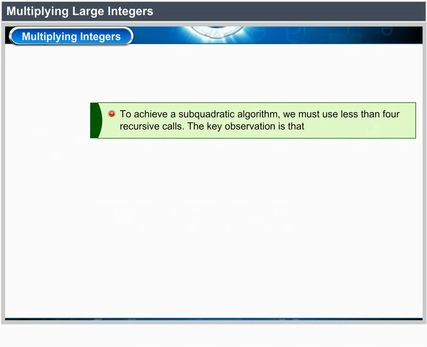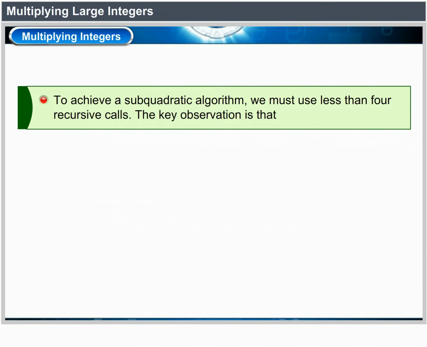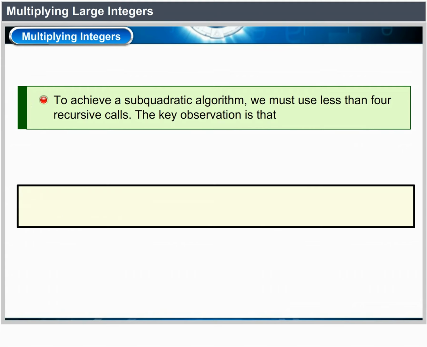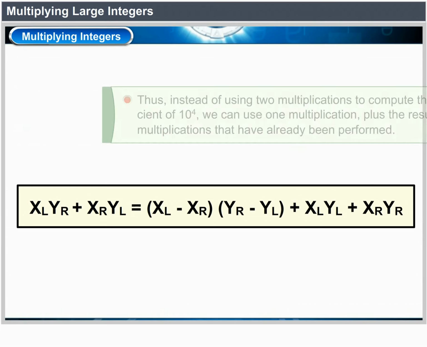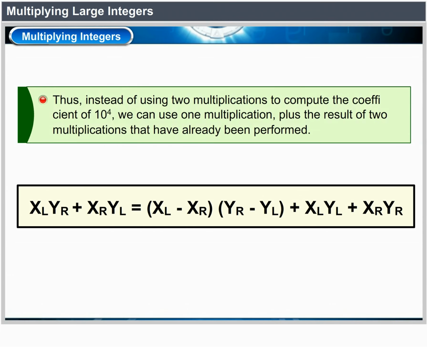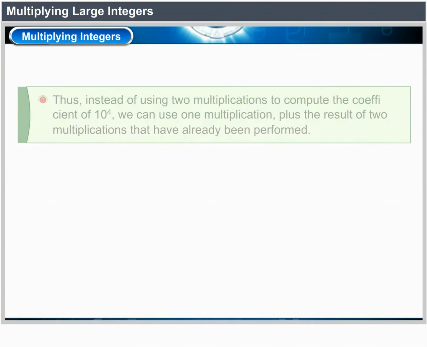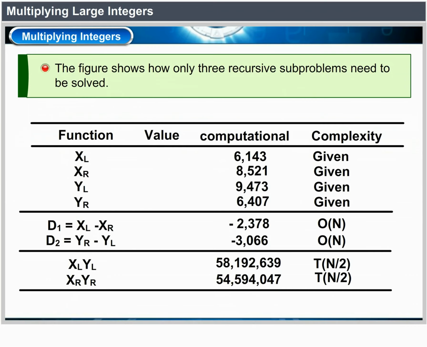To achieve a subquadratic algorithm, we must use less than 4 recursive calls. The key observation is that xl yr plus xr yl equals (xl minus xr)(yr minus yl) plus xl yl plus xr yr. Thus, instead of using two multiplications to compute the coefficient of 10^4, we can use one multiplication plus the result of two multiplications that have already been performed. This figure shows how only 3 recursive subproblems need to be solved.